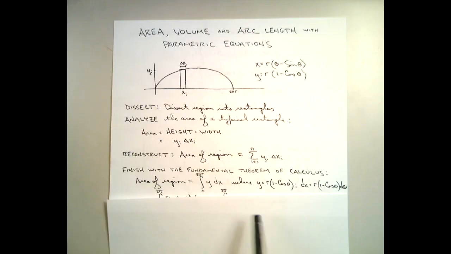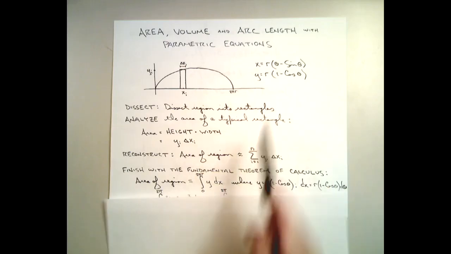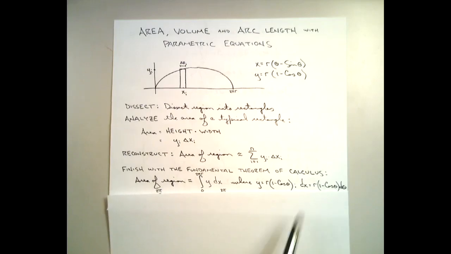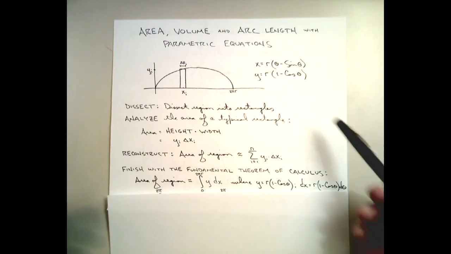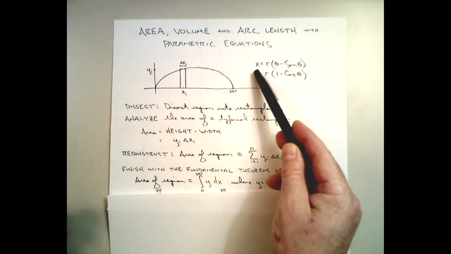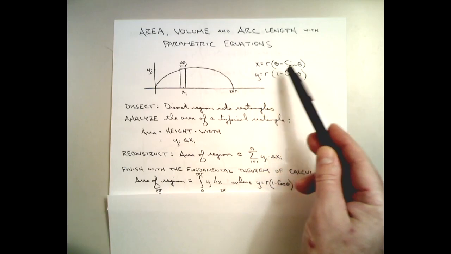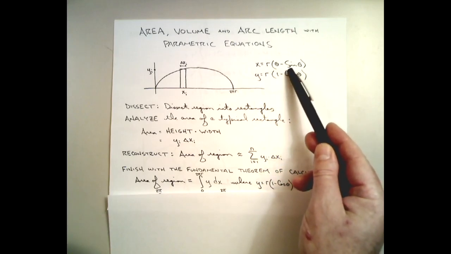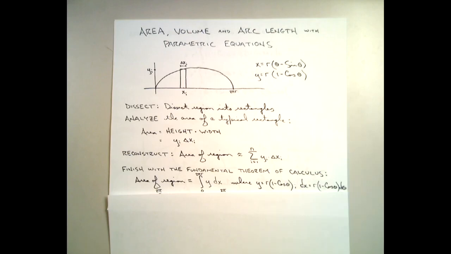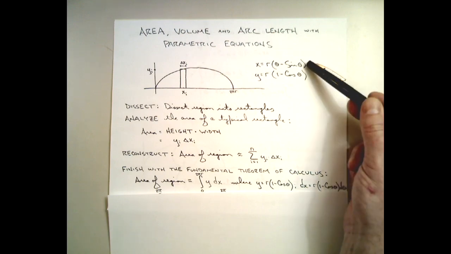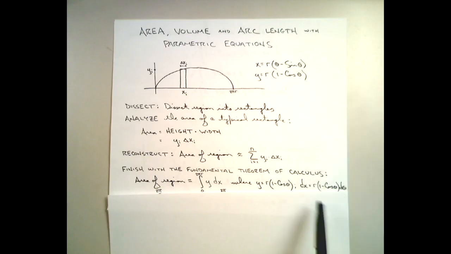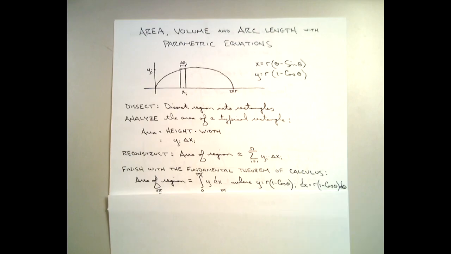Well, that's pretty straightforward, right? y in terms of theta is just r times 1 minus cosine theta. We're just copying down the value of y. dx, you'll recall, is, well, the differential of a variable is equal to the derivative of the function defining that variable times the differential of the independent variable. And so the derivative of theta minus sine theta is 1 minus cosine theta. And so we have a constant in front of that. So dx is going to be r times 1 minus cosine theta d theta.